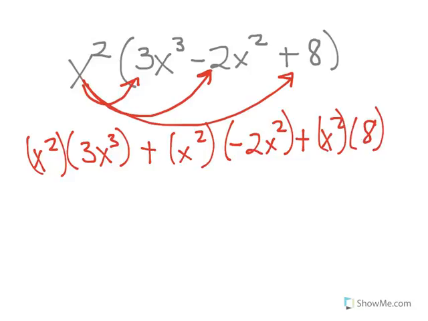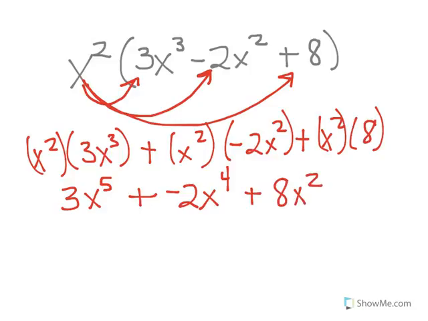So we have to remember our multiplying with exponents rules. We're keeping the same base and we're adding exponents. We'll make sure we bring the coefficients out front. So we have 3 times x to the 5th plus a negative 2x to the 4th plus an 8x squared.